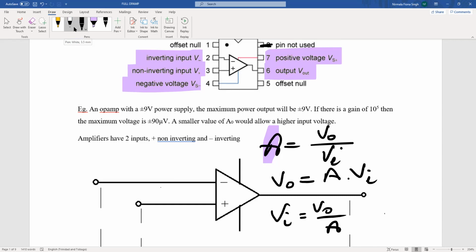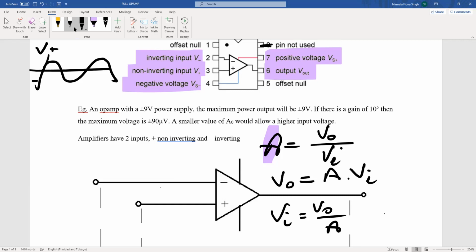So let's read here. If an op-amp with a plus or minus 9 volt power supply. Oh, an op-amp with a plus or minus 9 volt power supply. Why do we say plus or minus? Because all of these take alternating currents in them.